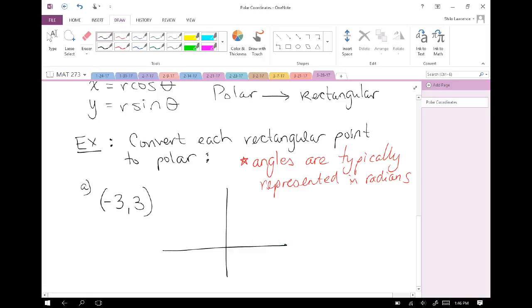What quadrant is negative 3, 3 in? It's in quadrant 2, right? Because negative 3 is going to take us left 3, and then positive 3 is going to take us up 3. That's going to be quadrant 2. So in terms of rectangular coordinates, negative 3, 3 is in quadrant 2.